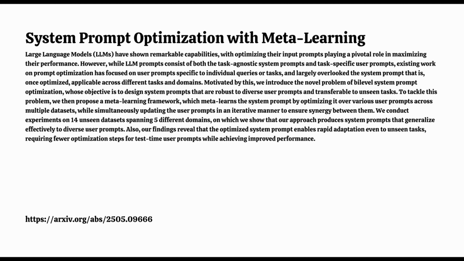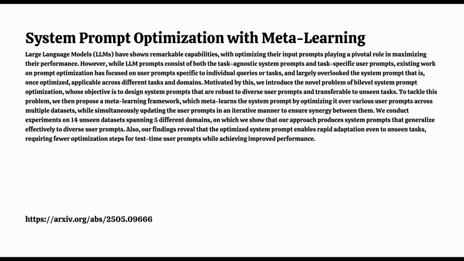So this framework they propose, MetaSPO. Right, MetaSPO. It essentially meta-trains the system prompt using a diverse mix of user prompts and tasks. The idea is to bake in that ability to generalize right from the start. And you mentioned it's iterative. It updates both prompts. How does that work mechanically?